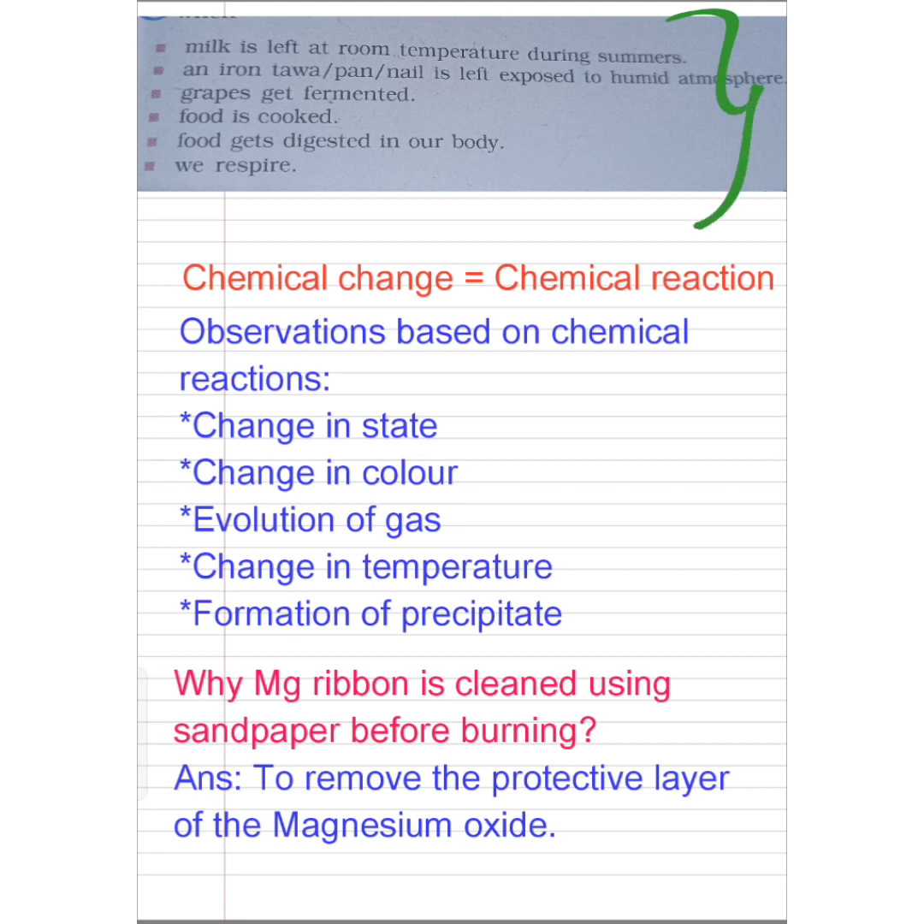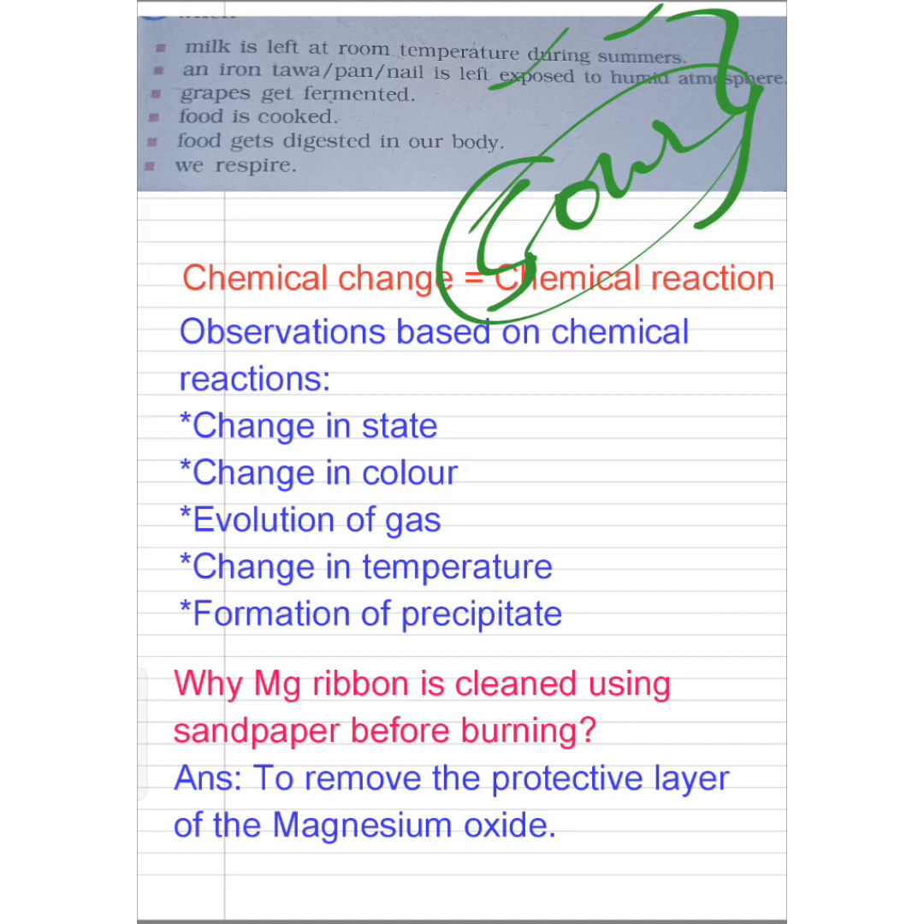This picture is taken from your NCERT book only. As we can see, milk is left at room temperature during summer. We all know if we leave the milk without boiling it during summer at room temperature, it becomes sour. It gets sour, right? So definitely here also a chemical change is occurring, that is a chemical reaction is happening. Let's see the second example.